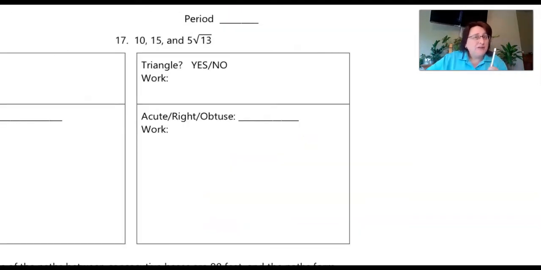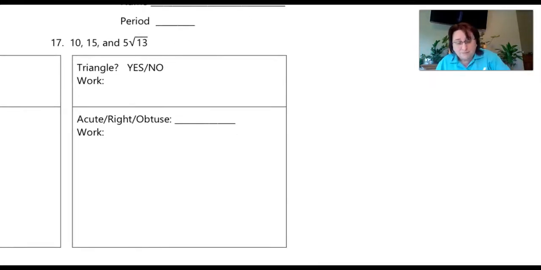Hopefully you guys read the instructions for number 17. It says that we want to determine whether or not those 3 side lengths are even going to make a triangle, and then we're going to classify it as acute, right, or obtuse. Hey, ladies and gents, in order for it to make a triangle, there is something that needs to be true, and you might want to write this down. For 3 side lengths to make a triangle, the 2 shorter side lengths must be greater than the third. You have already learned this before. Let's see, the 2 shortest side lengths. Do we know which 2 are the shortest?